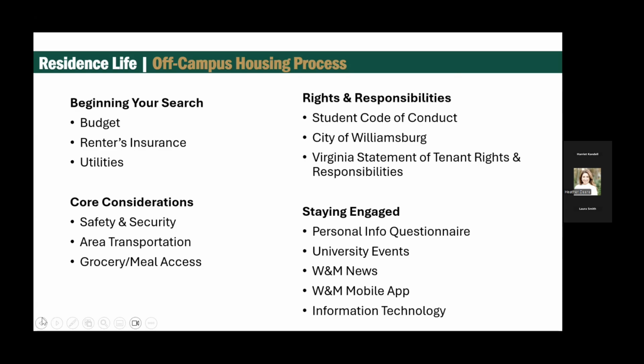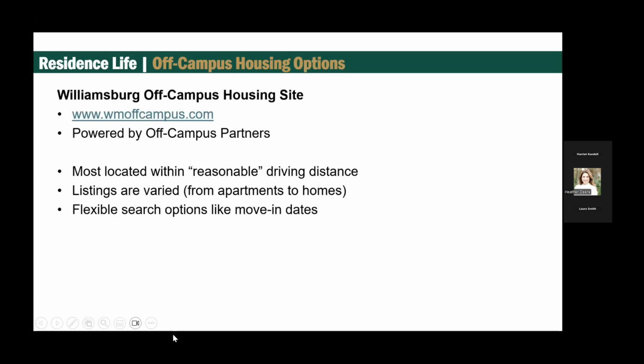Beginning your search, it's really important to talk about budget, renter's insurance, and utilities. Some core considerations we always talk about are safety and security, area transportation, and groceries and meal access, and what that looks like, whether you're going to be cooking all of your meals all the time or getting a commuter meal plan. We also stress rights and responsibilities. When you're signing a lease off campus, what are you signing? Be really vigilant about the terms and conditions of a housing contract or lease off campus and what that means.